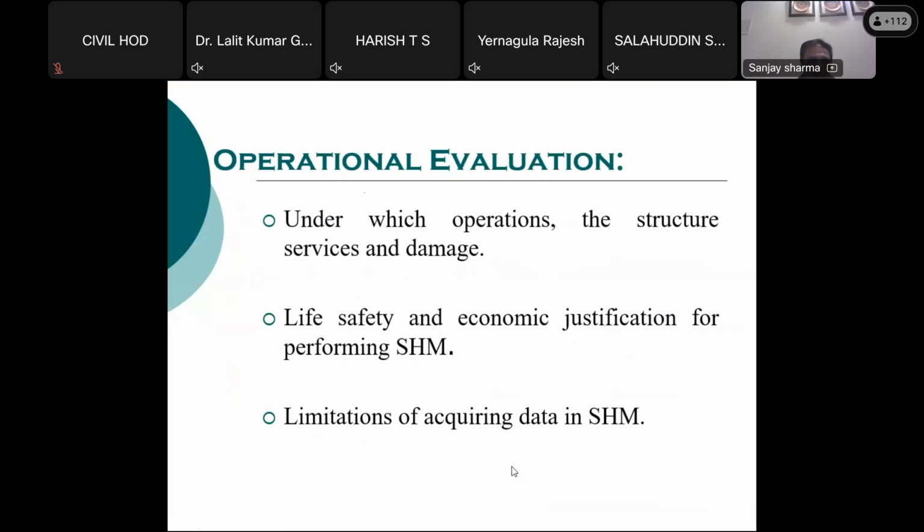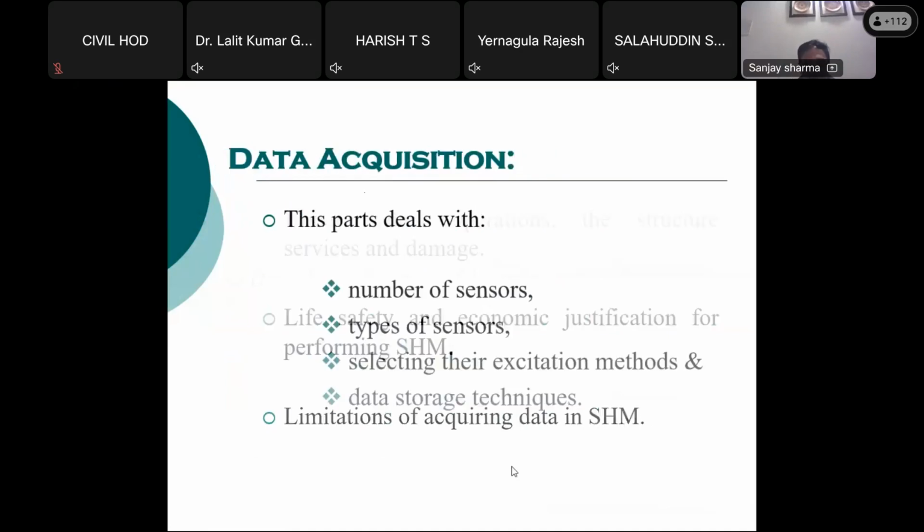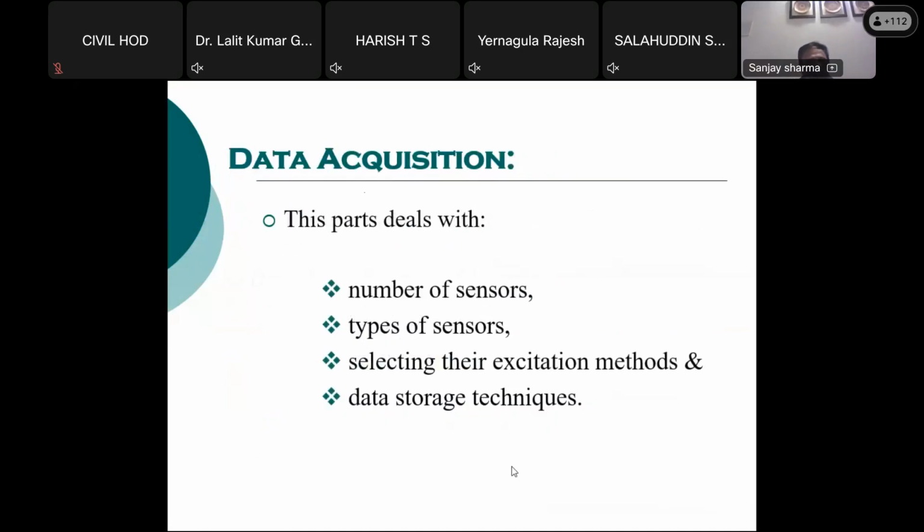Sometimes some sudden impact may cause incorrect signals. So over a period of time, what is happening has to be identified, filtered out, and used for our evaluation purpose.